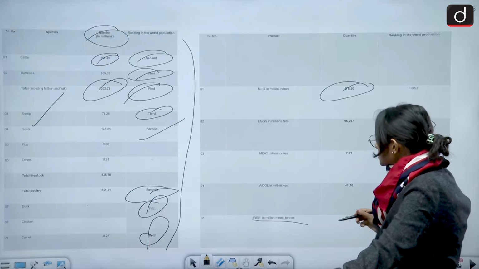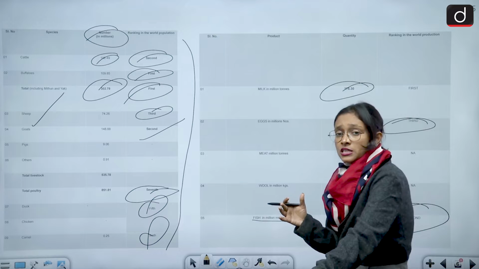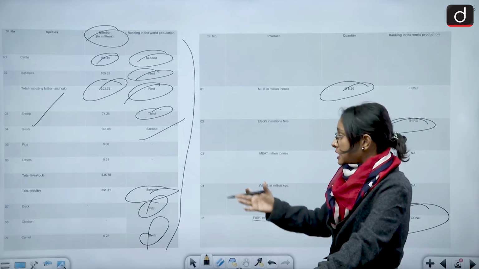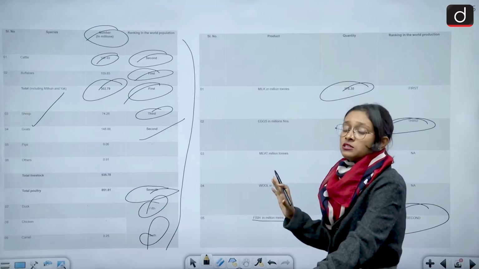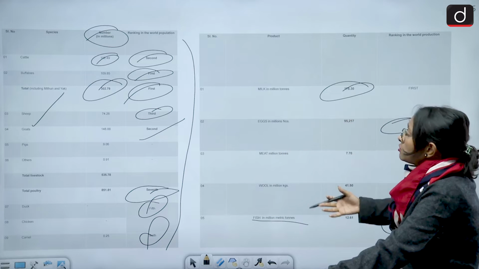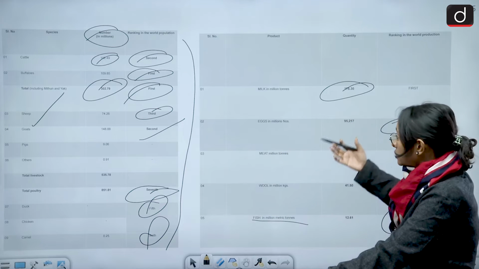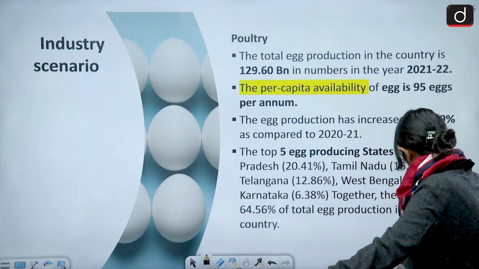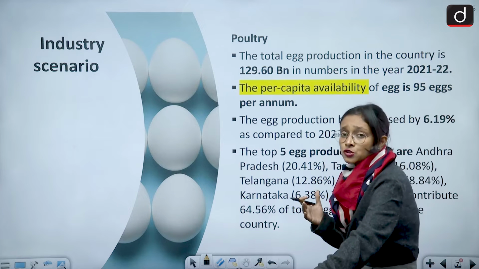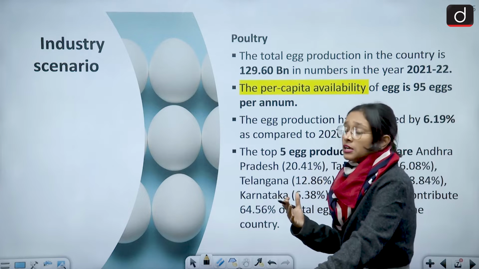So this is the latest data which has been produced in 2019. Maybe the dynamics has changed, but the data which is available for now, we are discussing that data. So in terms of production also we are improving a lot, and we are doing good in this. Moving to the next slide, which is about poultry. So we have different industry scenarios for this animal rearing.